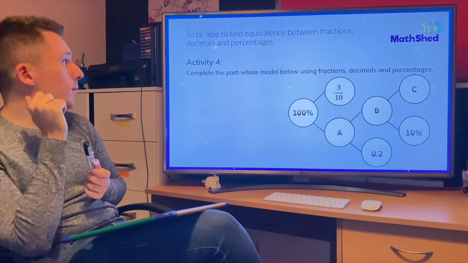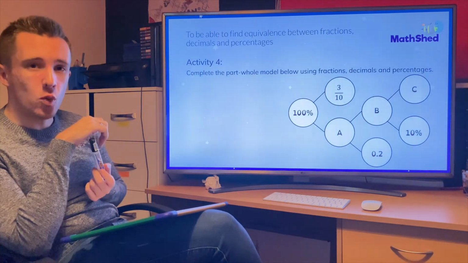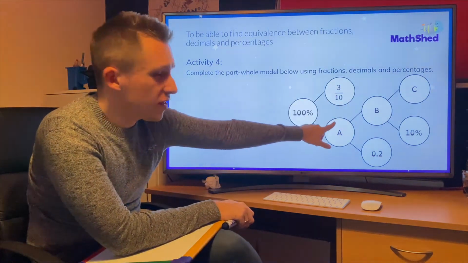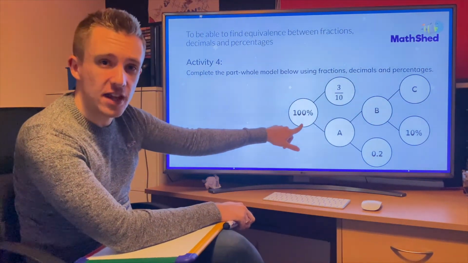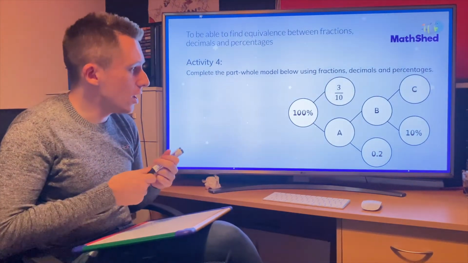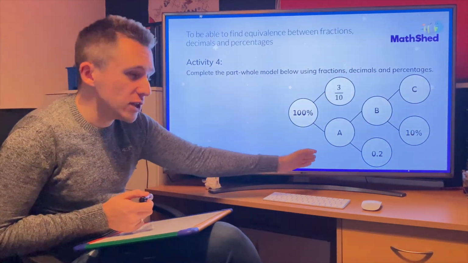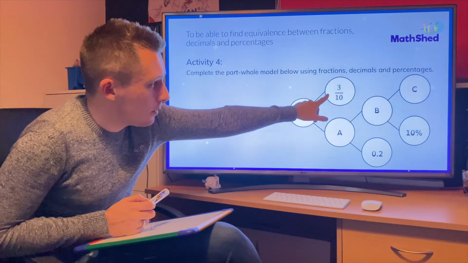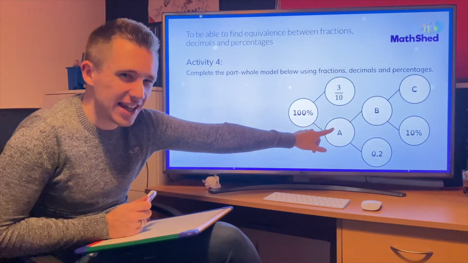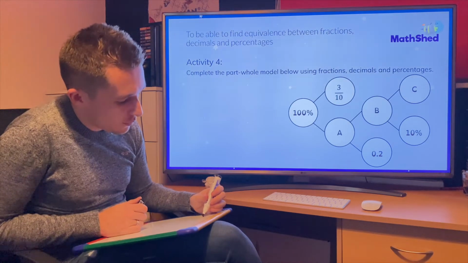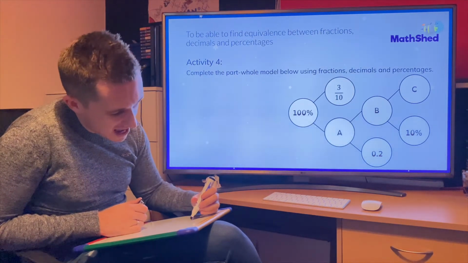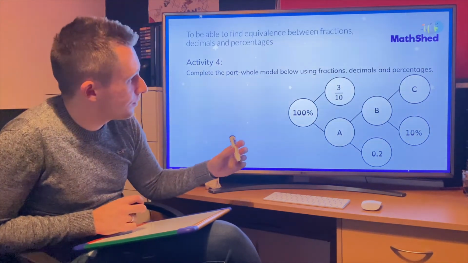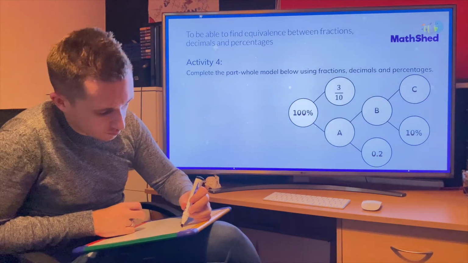Now, for activity 4, we're going to be looking at what's called a part-whole model. What that means is these two parts here come together to make this. So, I'm going to just talk you through the first part of it and then you can have a go at the next part. So it says 100% is the same as 3/10 and A, but we don't know what A is. Well, if we've got 3/10 add something equals 100%.